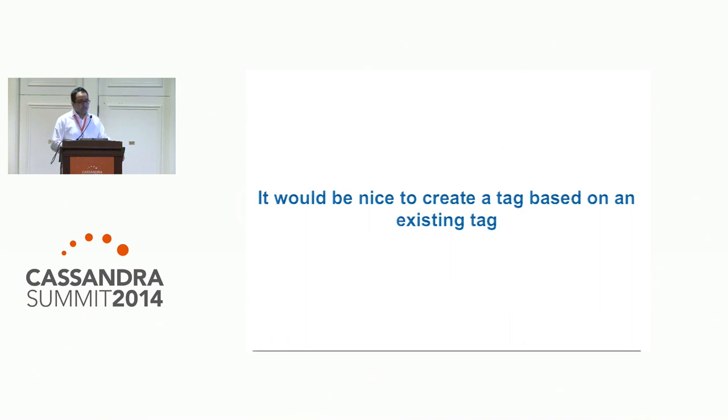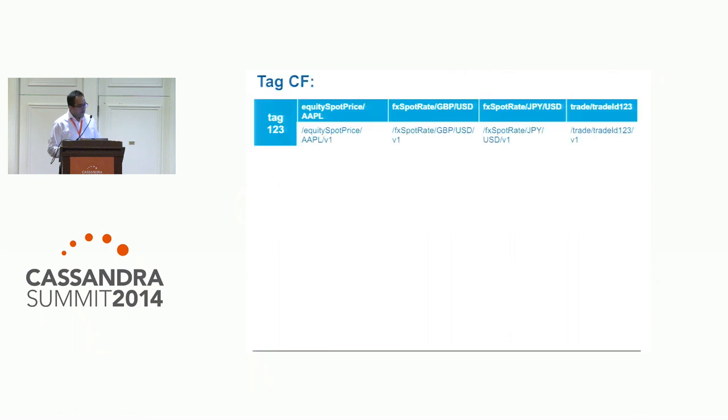So what we thought is it would be nice to create a tag that's based on an existing tag. What that would allow us to do is say only a small portion of data has changed when I compare it to my previous tag. I'll just tell you what data has changed, and by the way, here's the base tag that you should create this new tag from.